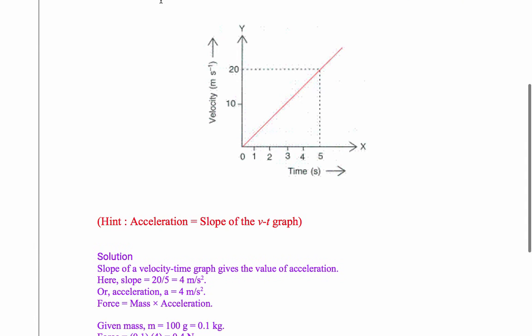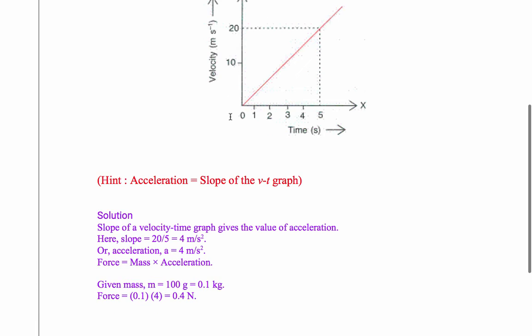So firstly we will calculate acceleration, and for acceleration I'll take the slope of the graph. What's the formula for acceleration? V minus u upon t. So what is the velocity? 20. And what is the time taken? 5. So 20 upon 5, 4 meter per second square we get.